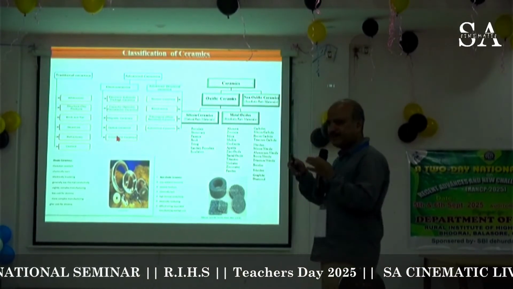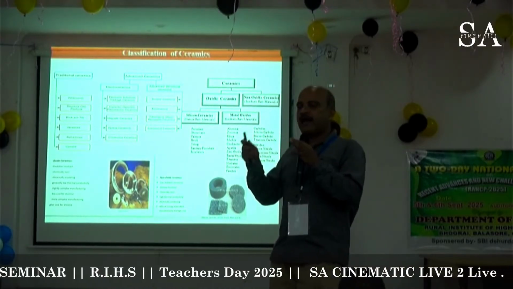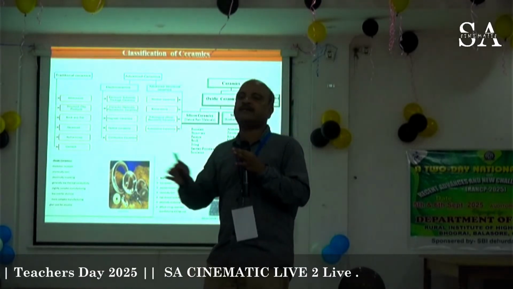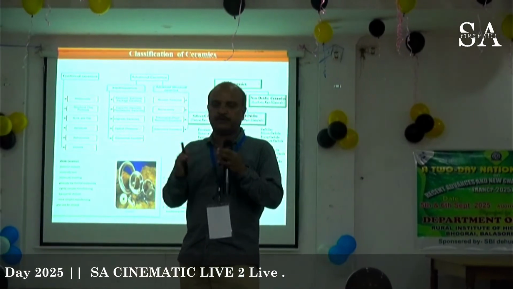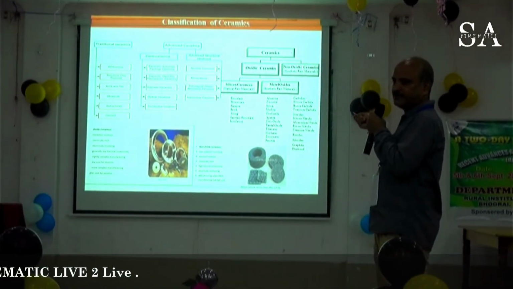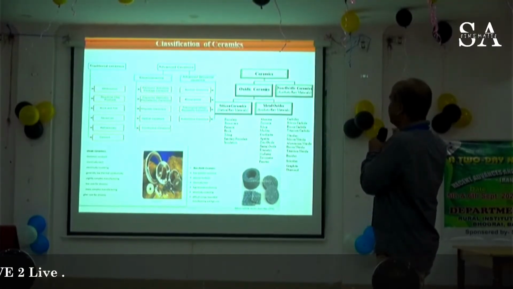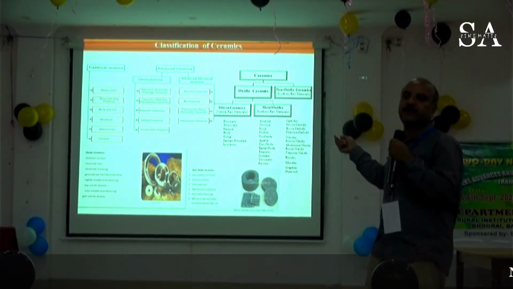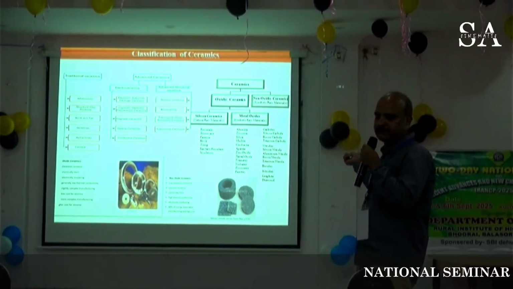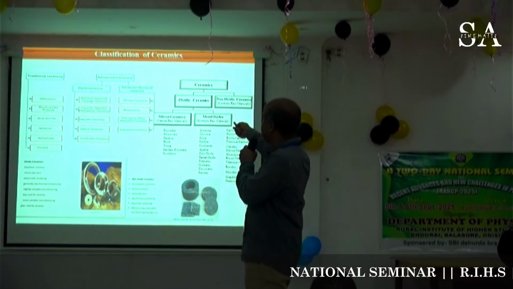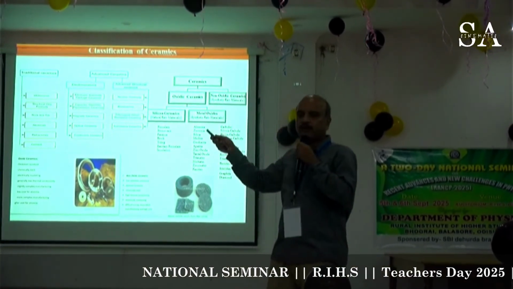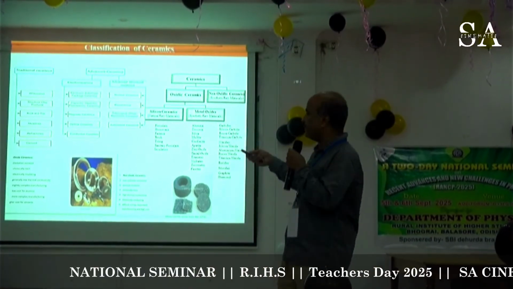From there, those ceramics we can again classify in many ways. There are many ways we can classify the ceramics or group them. Another way can be traditional ceramics or advanced ceramics. Similarly, another way is oxide ceramics and non-oxide ceramics, depending on the composition of the ceramics. So my focus is on oxide and non-oxide ceramics. Whether it's traditional ceramics or advanced ceramics, for your purpose you can go through different books.